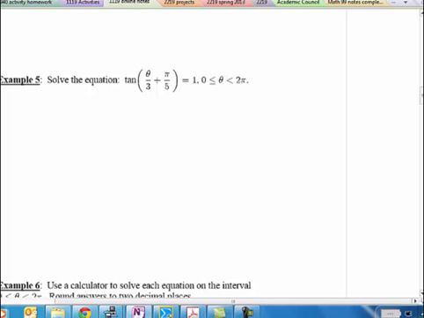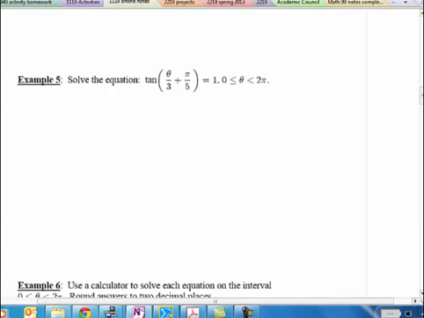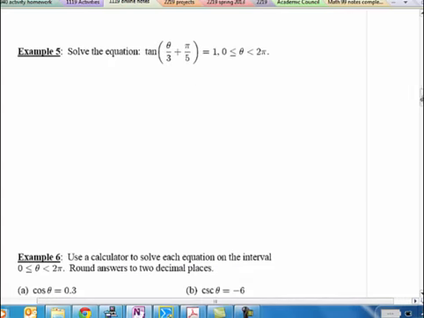One more now involving tangent instead. So example 5 here, we've got tangent of theta over 3 plus pi over 5 is 1. And we want the solutions again on the interval from 0 to 2 pi. So just like the others, I don't care how complicated this input is. I want to know where tangent of something is 1.